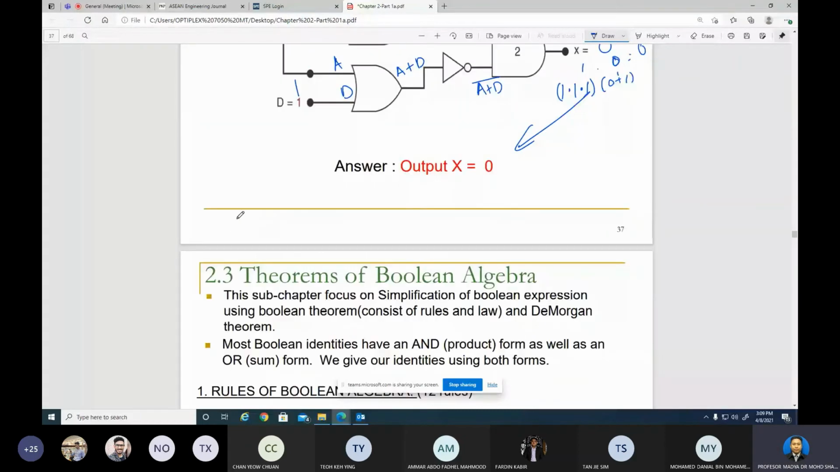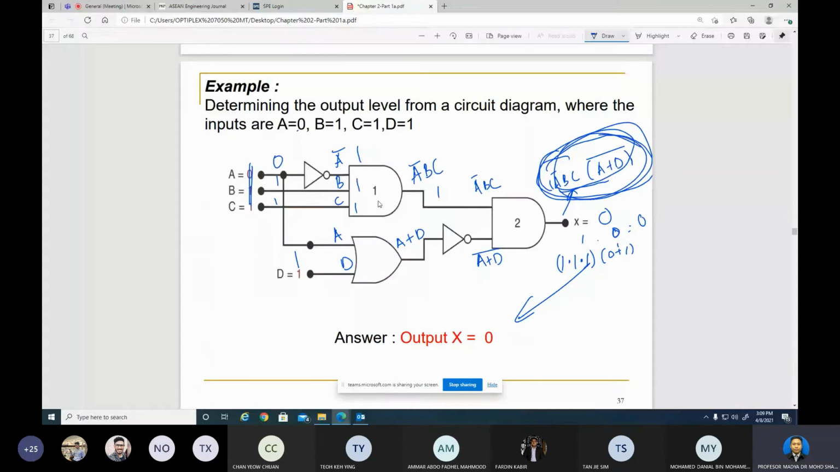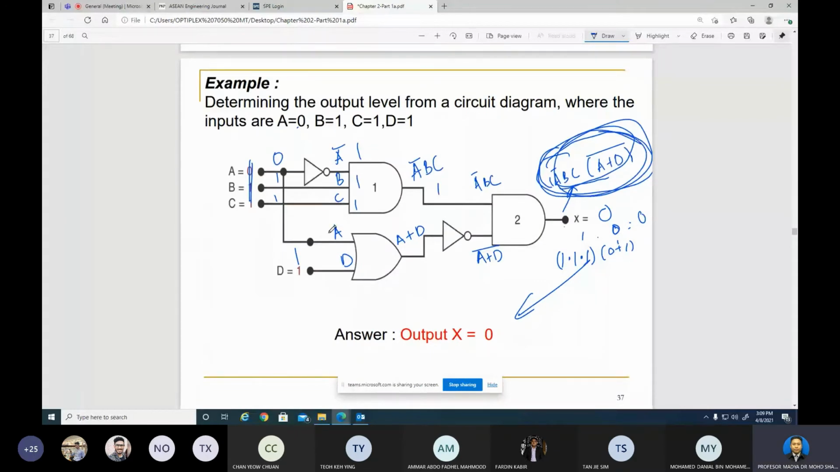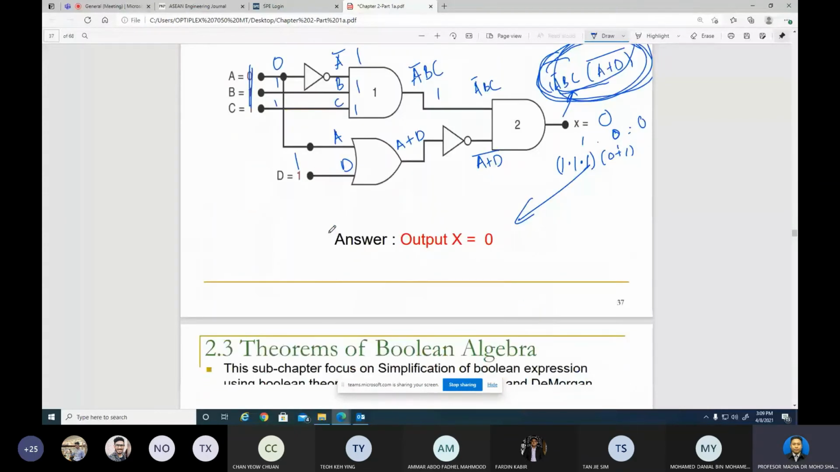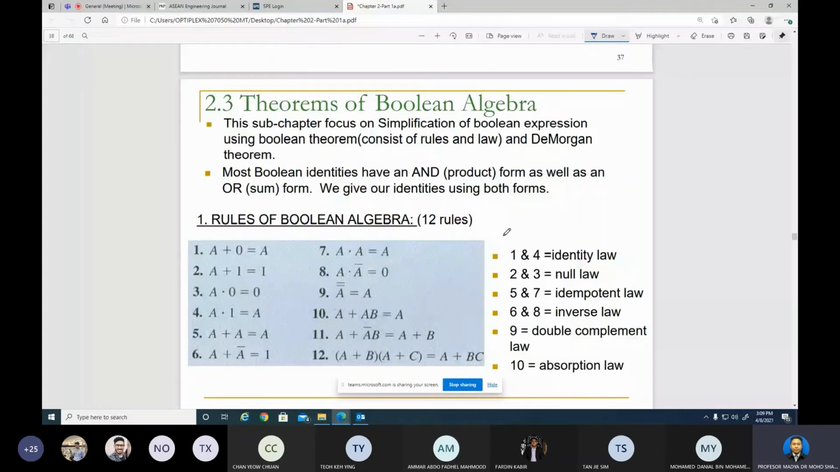We can simplify this Boolean expression using the rules, or the laws, or the De Morgan theorem. So the theorem of Boolean algebra consists of rules and laws, and another one is De Morgan. For De Morgan we have De Morgan theorem 1 and De Morgan theorem 2. For the rules or laws, we have 12 rules here. You can see here 12 rules.